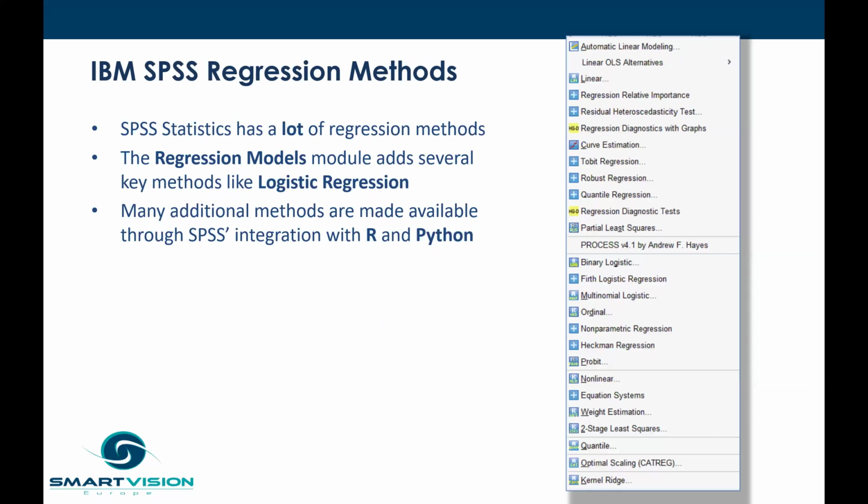Now, it turns out SPSS, as you can guess, has lots of regression methods available, especially if you have the regression models module added to it, which is where you'll find logistic regression. Many additional methods, however, are made available through SPSS's integration with R and Python. So you'll still see a lot of free integrations, lots of other types of regression that one can do.